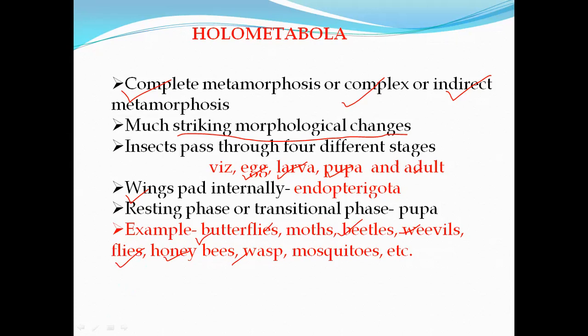Why? Because the insect completes the life cycle through these four stages: egg, larva, pupa, and adult.